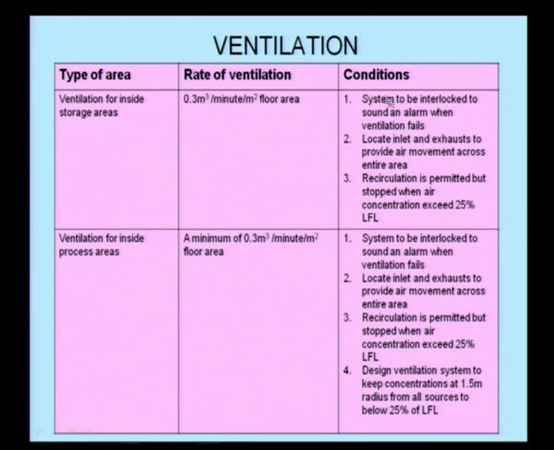However, the conditions you have got to satisfy to make that area explosion proof ventilation, if it is inside storage, these 3 points ought to be satisfied. If it is inside the process, in addition to these 3 points as I showed here, there is an extra condition which you have got to satisfy if it is a process area. That condition is design a proper ventilation system to keep the concentration at 1.5 meter radius from all sources to below 25% of LFL. So, that is an additional design ventilation system requirement to make the ventilation explosion proof if it is the process area.